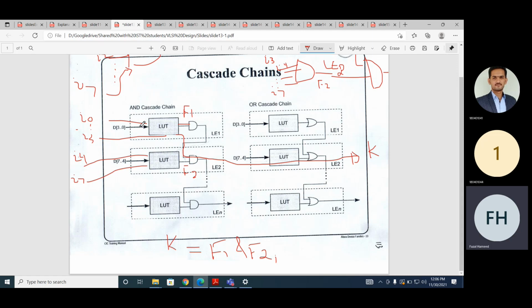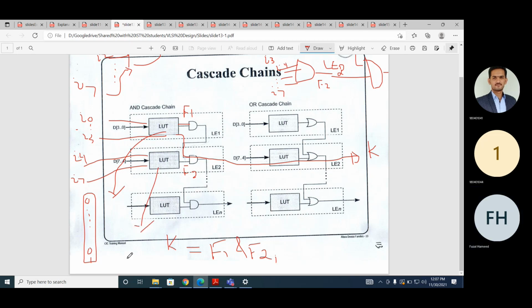Now we have implemented a wider function. How many logic elements have we used to implement this function? Two logic elements. Now if you look at the contents of the LUT, this is a very simple function. How many locations will there be? 16 locations. All will be 0, and the last one will be 1.